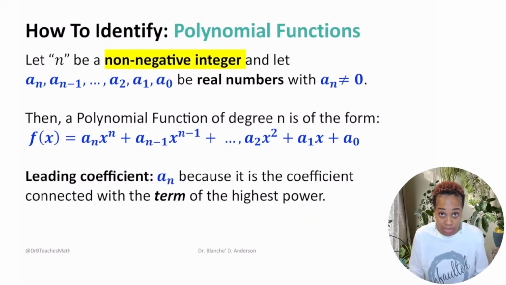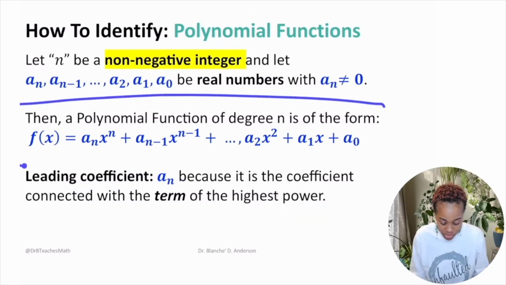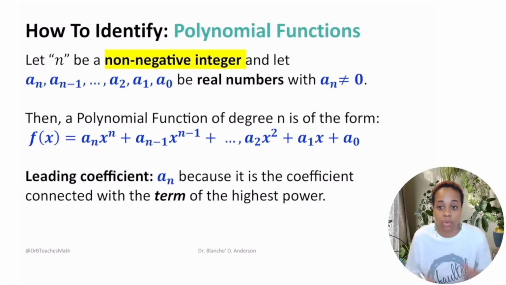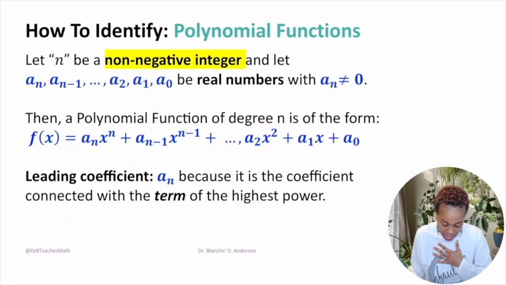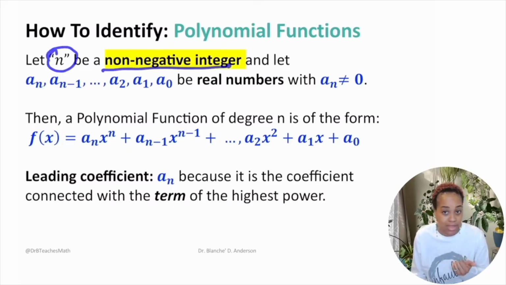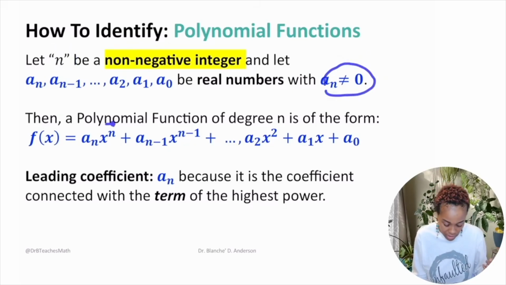That's leading everything, okay? Now, you're probably looking at this and you're like, this don't look like nothing I've seen before. Let me show you some examples, okay? So here are some examples of polynomial functions. And if I go back to this definition, I want you to pay attention that the exponent is not negative. Okay, it's a positive exponent. And then I also want you to pay attention that the leading term and the leading coefficient is not 0.